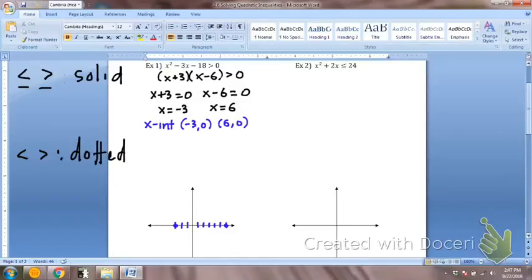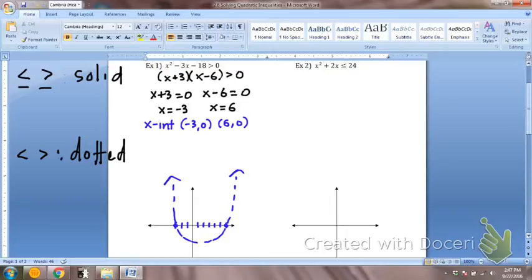You need to write the solid dotted thing at the top of your paper. If there is no equal sign, it is a dotted line. If there is an equal sign, it's a solid line. So this is going to be a dotted parabola because there's no equal sign in the problem.